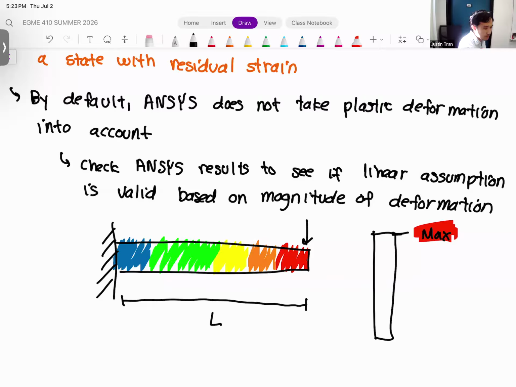So, for a cantilever beam like this, one physical dimension is the overall length, right? And so if the maximum deformation is on the same order or similar to that length, or even worse, if that deformation is greater than that length, then you might want to think that maybe your results are not that reliable, right? Because what ANSYS does, unless you specifically tell it to account for plastic deformation, it's just going to follow that linear trend all the way up until infinity. Okay.